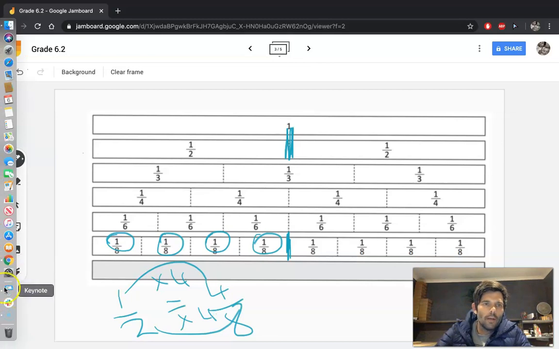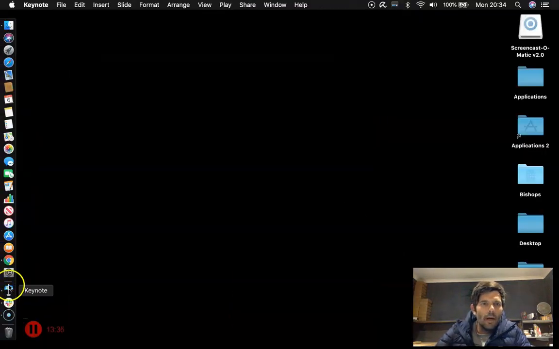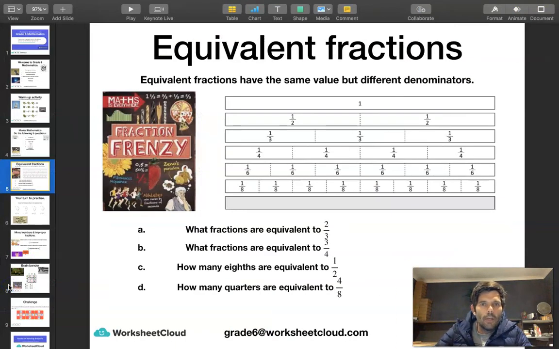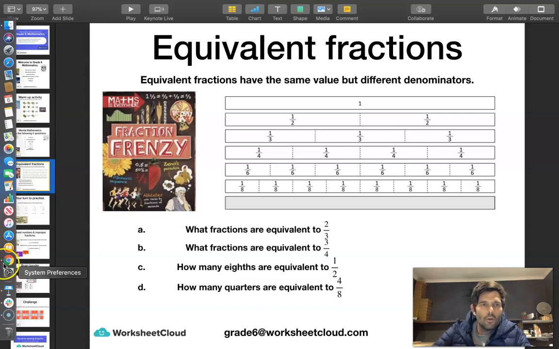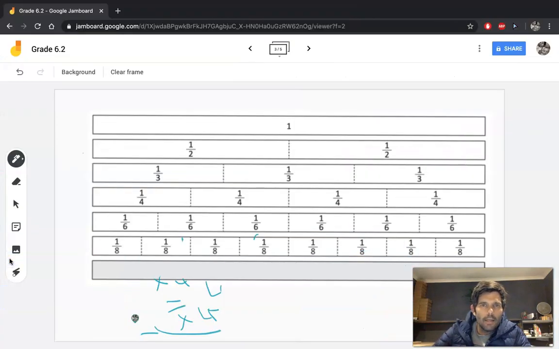Okay, and the last one was, how many quarters are equivalent to 4/8? I'll give you a couple seconds just to give that some thought before we go back to the Jamboard. So how many quarters are equivalent to 4/8? And if I look at 4/8, let's choose a different color this time.